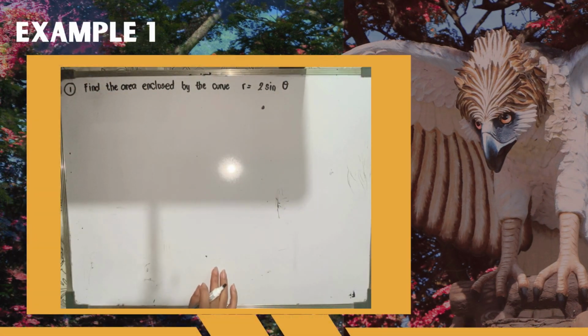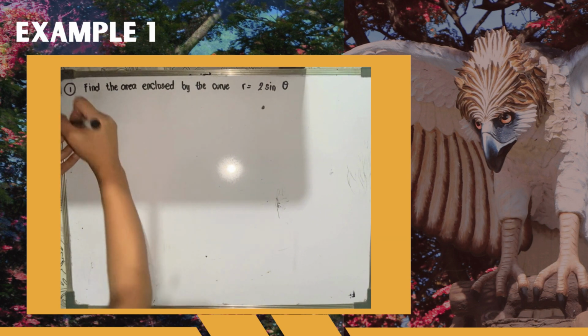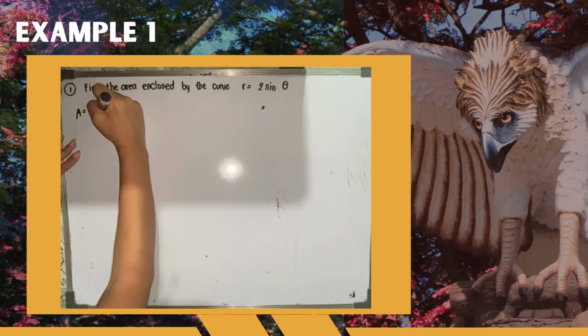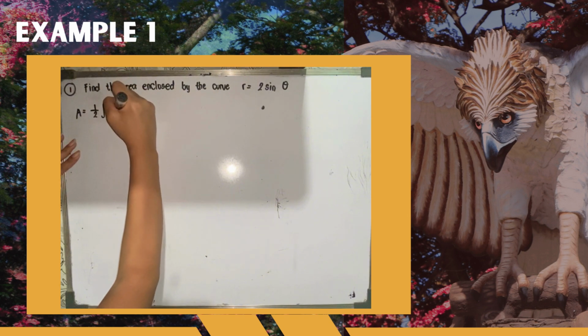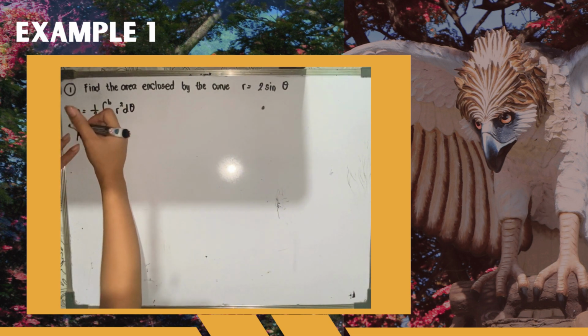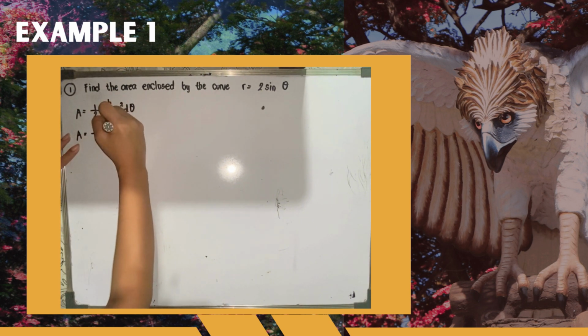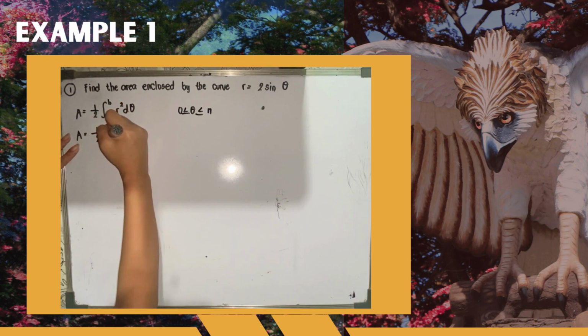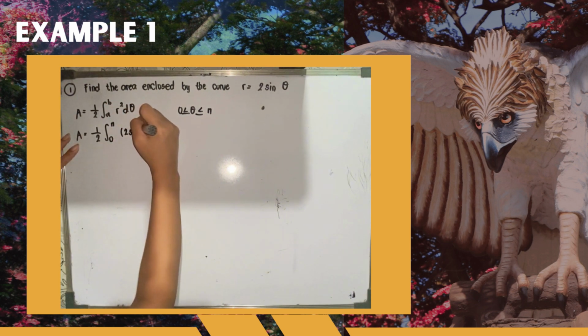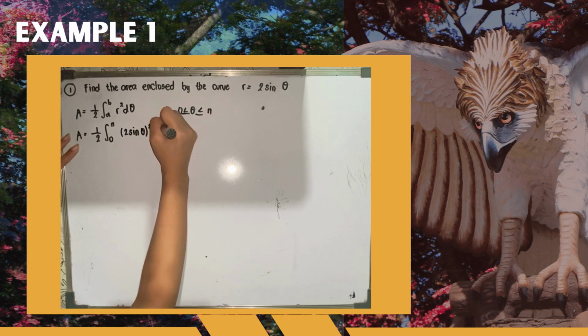For our first step, we have to use the polar area formula, which is A = 1/2 integral from a to b of r squared d theta. Since the curve is traced once from 0 ≤ theta ≤ pi, we have A = 1/2 integral from 0 to pi. We have to substitute the given equation, which is r = 2 sine theta.